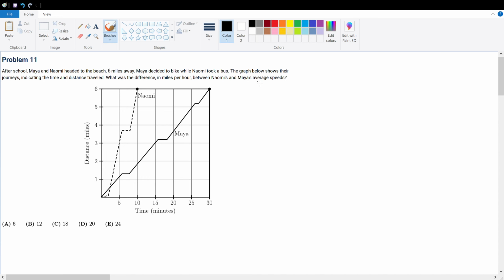So first of all, we must understand how to calculate average speeds. How do we do that? Well, by definition, the average speed, if I represent it in terms of v, will be equal to the distance traveled divided by the time traveled to get to this amount of distance. So with this definition in mind, we can solve this question.